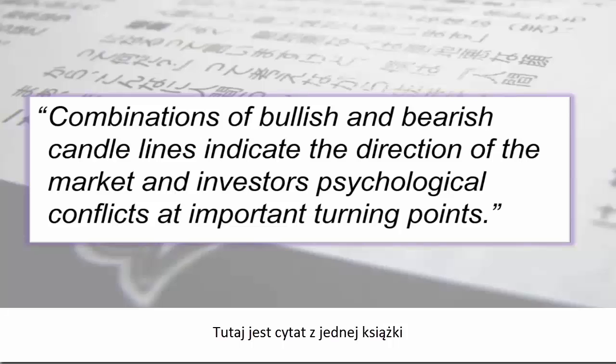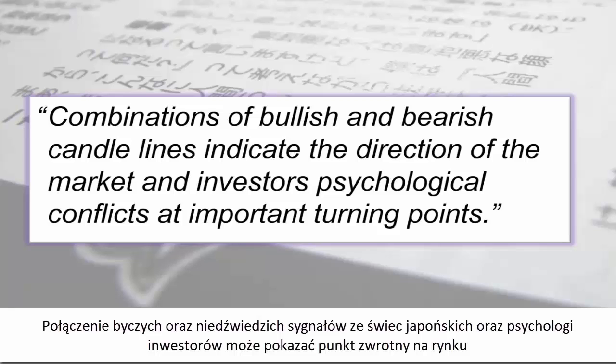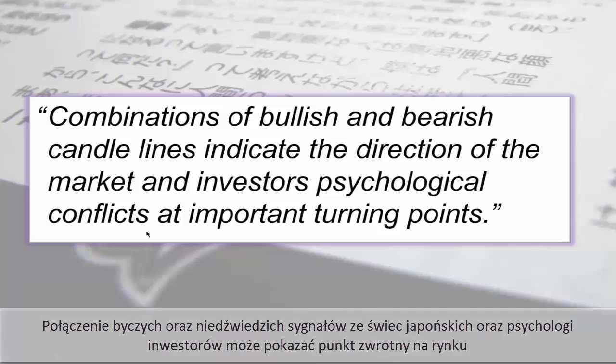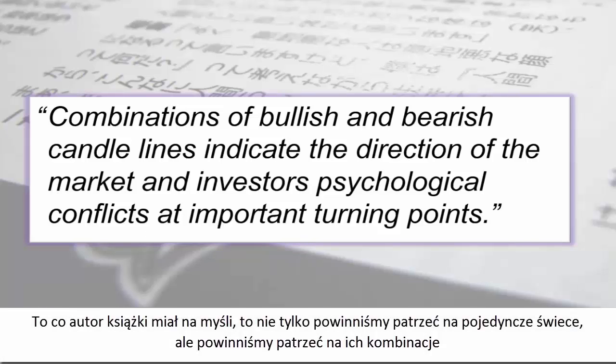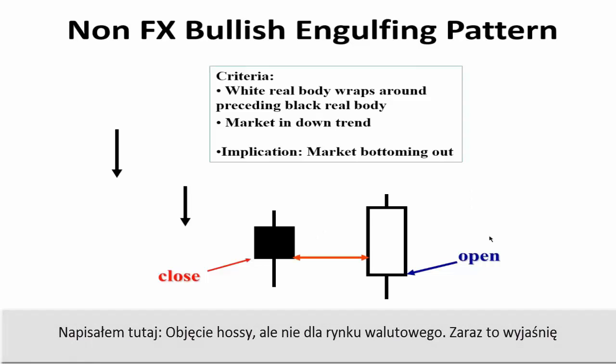Now here's a quote from one of the books I had translated. Combinations of bullish and bearish candle lines indicate the direction of the market, and investors', or traders' I should say, psychological conflicts at important turning points. So what the author of this Japanese book is saying is that we should not only look at individual candlestick lines, but we should look at combinations of candle lines. And the first of these would be a bullish engulfing pattern. Now notice here I should say non-FX bullish engulfing pattern. So let me go through that and then I'll explain why I say non-FX or FX.